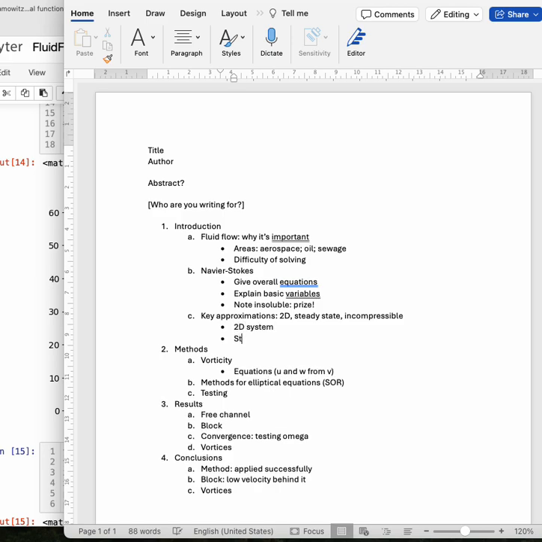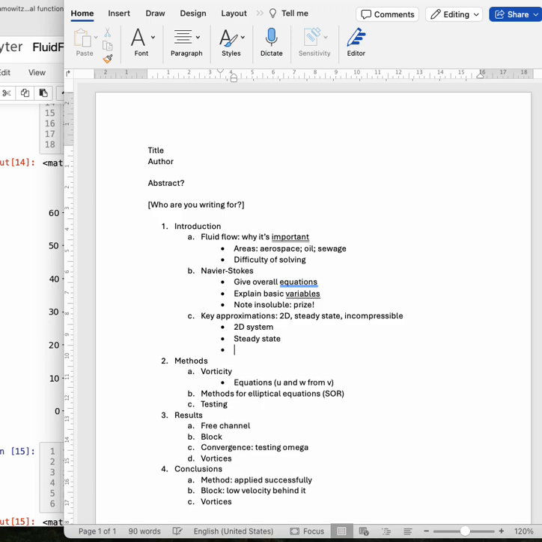We would talk about why steady state is an interesting problem. We would talk about what incompressibility means. Incompressibility, of course, means that the density doesn't change. So that removes one complication. And in talking about these approximations in these paragraphs, you of course would also want to note the problems that those introduce. What are you doing in making that approximation?